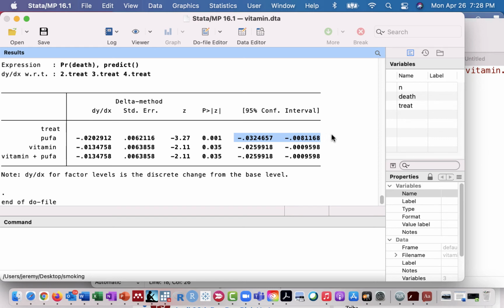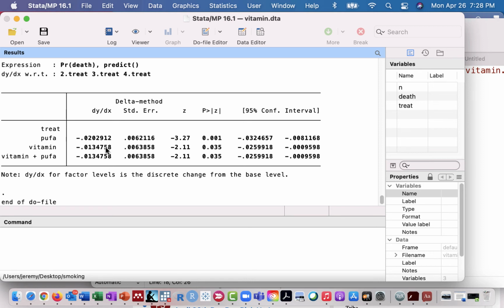So PUFA decreased the probability of death by 2 percentage points, between 3 and 1 percentage points. The vitamin reduced the probability of death by 1 percentage point, by between 2 and roughly 1 percentage point. Having both of them also decreased it by 1 percentage point, between 2 and less than 1 percentage point. So each of the treatments, remember this is compared to the placebo, compared to the sugar pill, they each decrease the probability of death, decrease mortality.